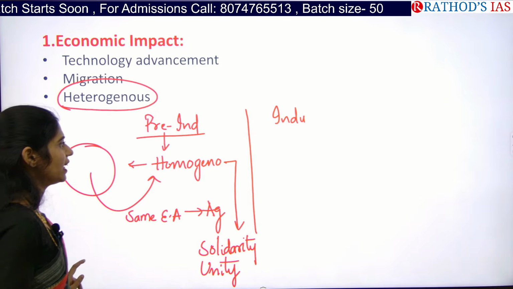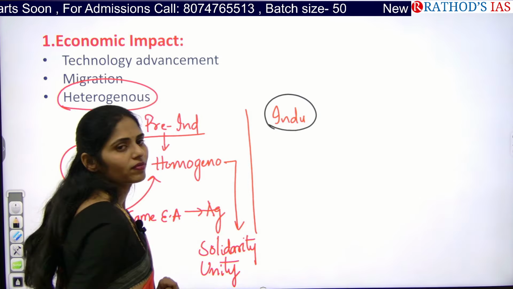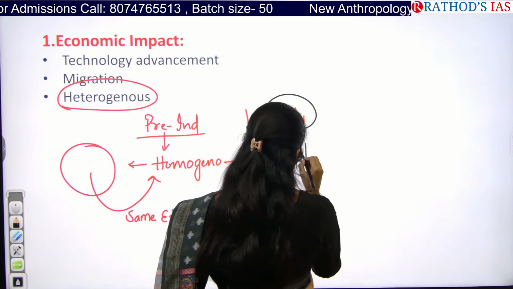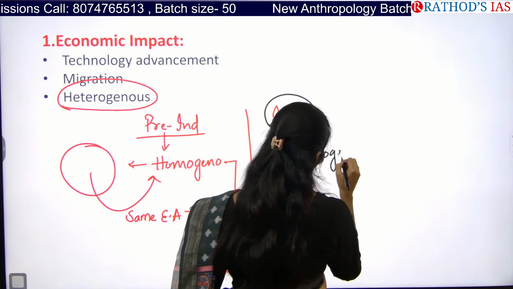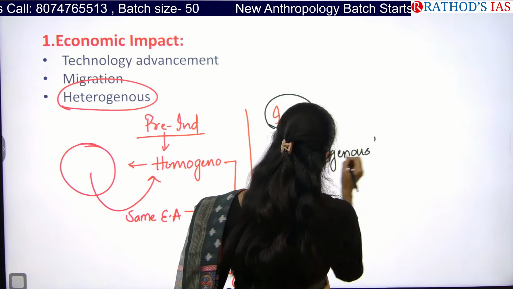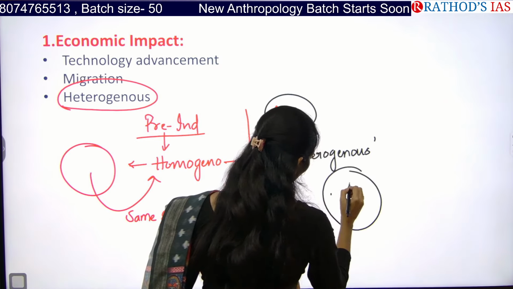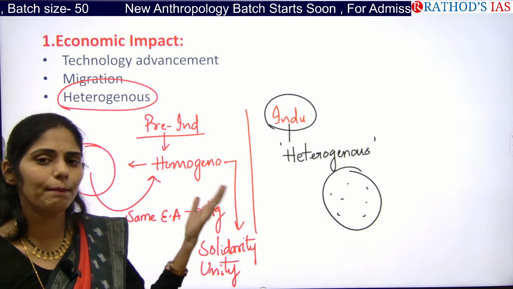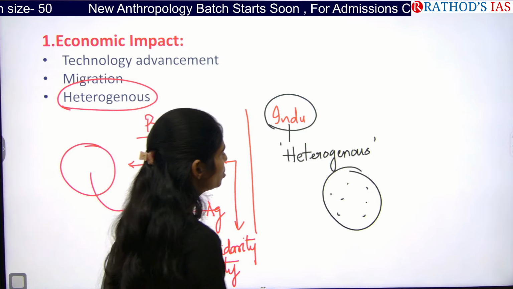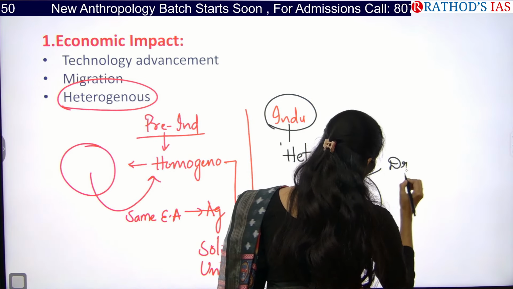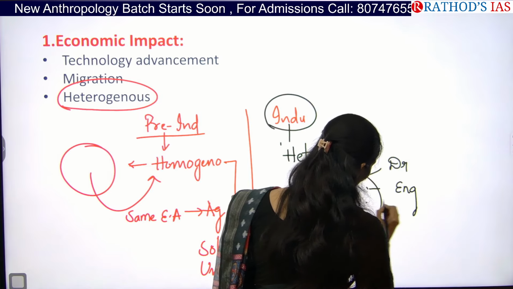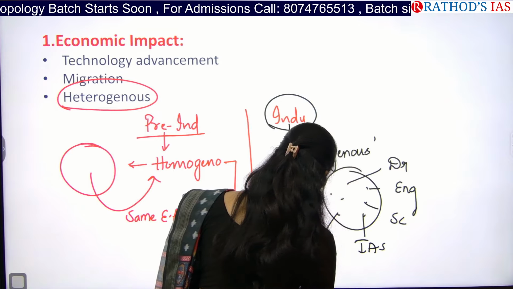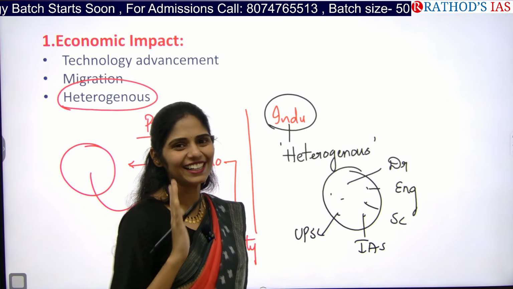So what is the case in the industrialized era? We have heterogeneous families. What is the meaning of heterogeneous? For example, in a family with 4 or 5 members, one is a doctor, one is an engineer, one is a scientist, one is an IAS officer, or for example, one is preparing for UPSC. Like that. Let us take some examples.